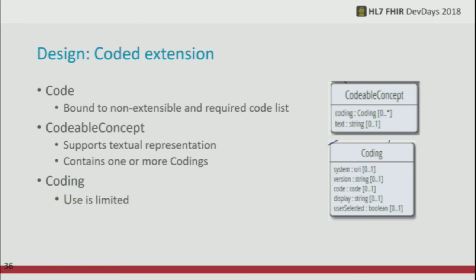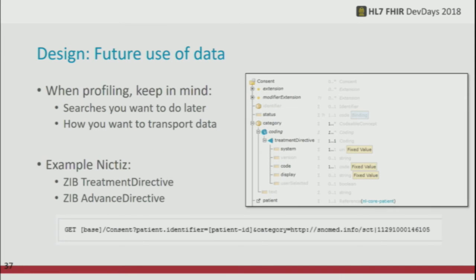But for example, codeable concept is a lot broader, and you can capture more inside of it, whereas coding is more limited, but you can validate it better. There are all pros and cons to each, but it's something you have to think about and be consistent in when profiling. Think about future use of your data.